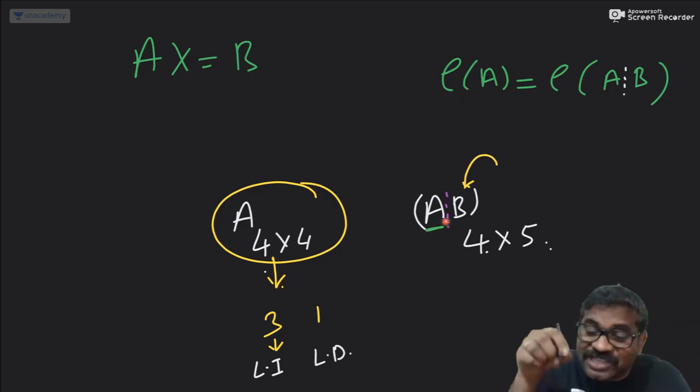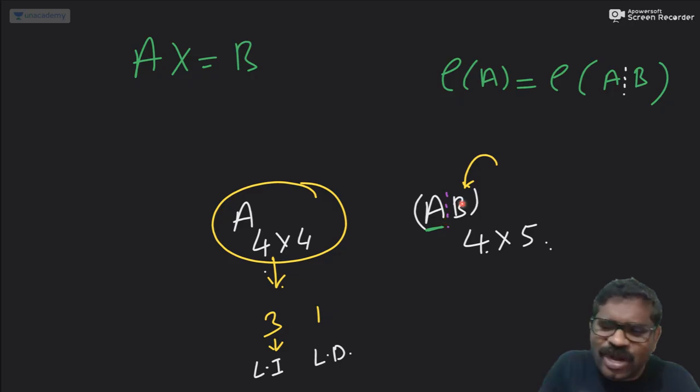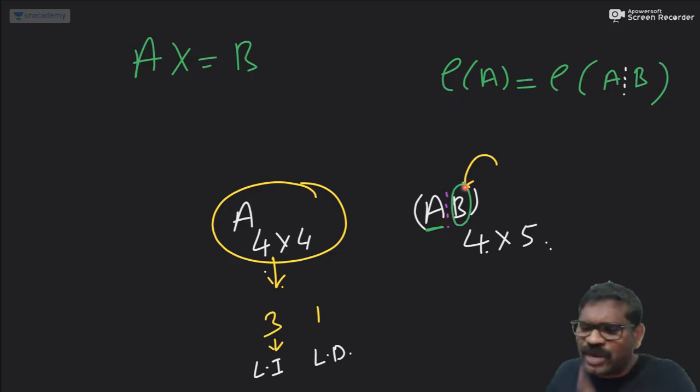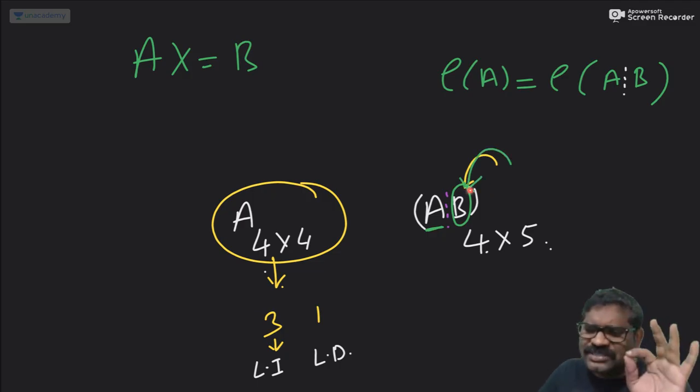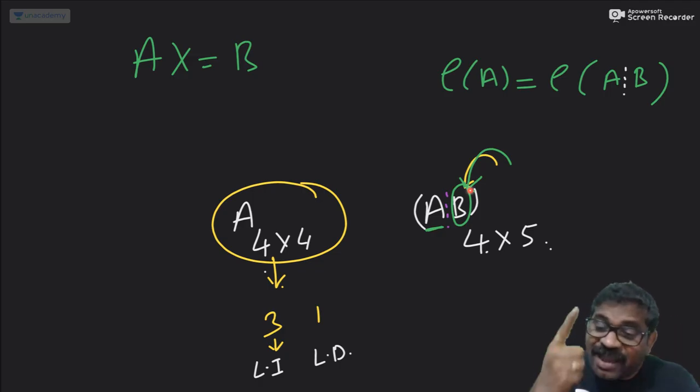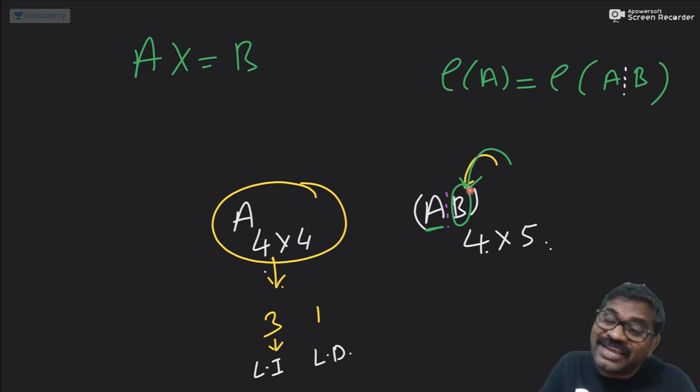What is the difference between A and AB? Only one column, na? So if this column vector is, now my question is, I am not going to answer, I am just questioning. Is this column vector a dependent vector or an independent vector? Think. Dependent vector or independent vector?